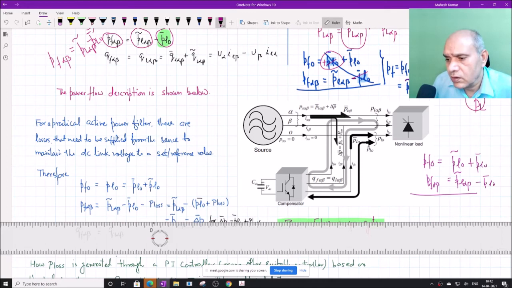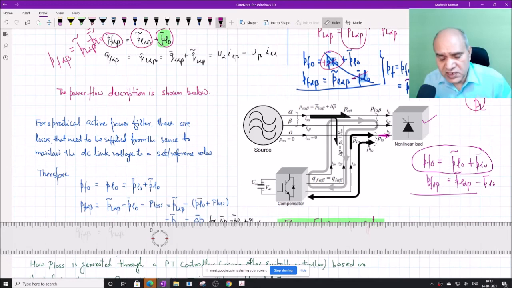Because we don't want the load to experience something different from what it is getting from the three-phase supply. We still want this load to experience the same supply of power that it was getting before compensation. Before compensation, the PL0 was supplied by this phase, you can see it here. So we don't want to disturb that. We will say it is still getting PL0, but from the compensator, not from the supply. So to retain the behavior of the load, we use it here plus then minus.